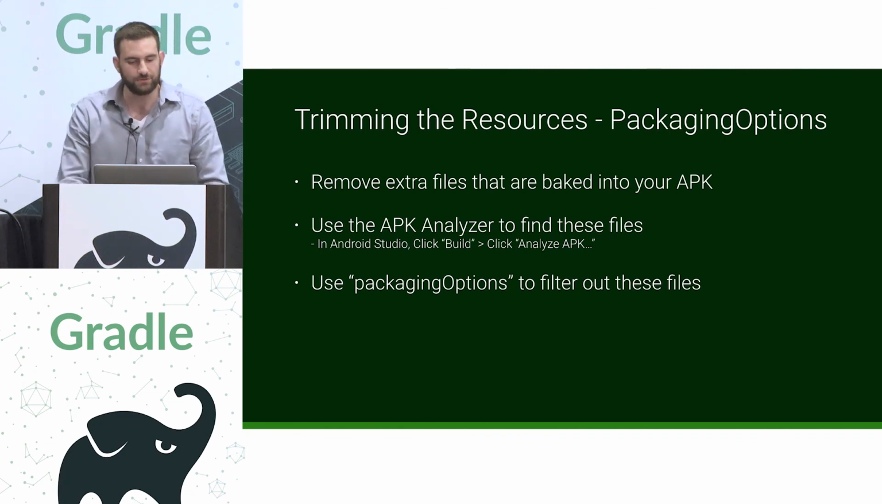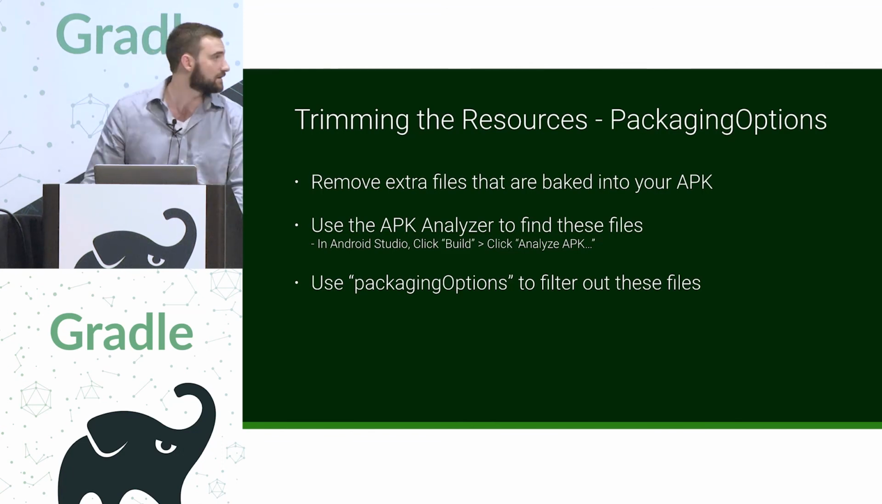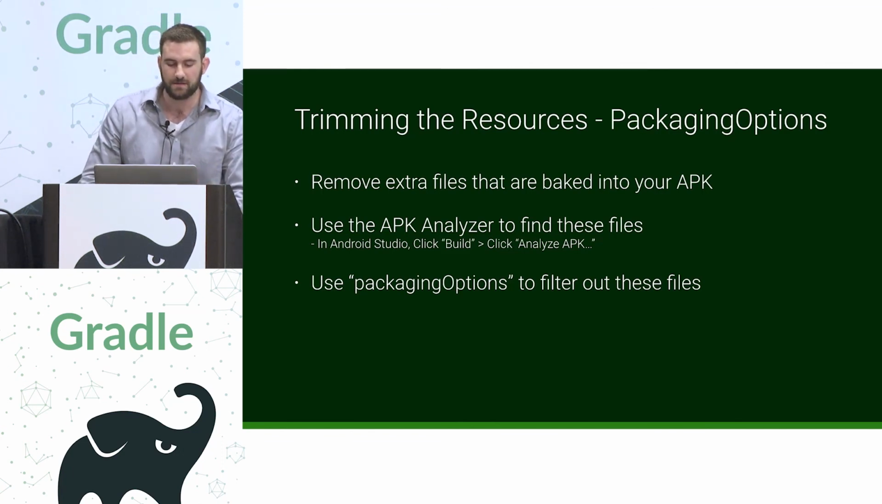So one little tool that you can use is Android Studio's build and then click on the APK inspector. You can click build and then click on the analyze APK, and you can figure out what you want to keep and what you don't want to keep. And then you use packaging options to effectively filter out these files.